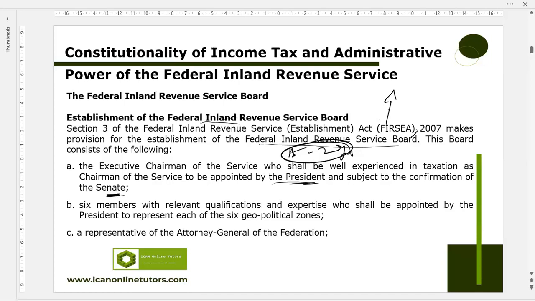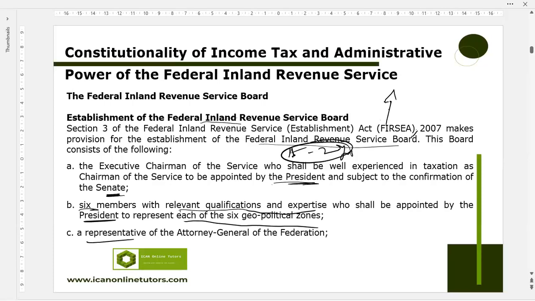Then we also have six members with relevant qualifications. These six members are not just picked from anywhere. They are picked from each of the six geopolitical zones we have in Nigeria, and they must have relevant qualifications and expertise. They are also appointed by the president. So we have two categories of people appointed by the president: one, the executive chairman, and two, six members with relevant qualifications and expertise from each of the six geopolitical zones in Nigeria.